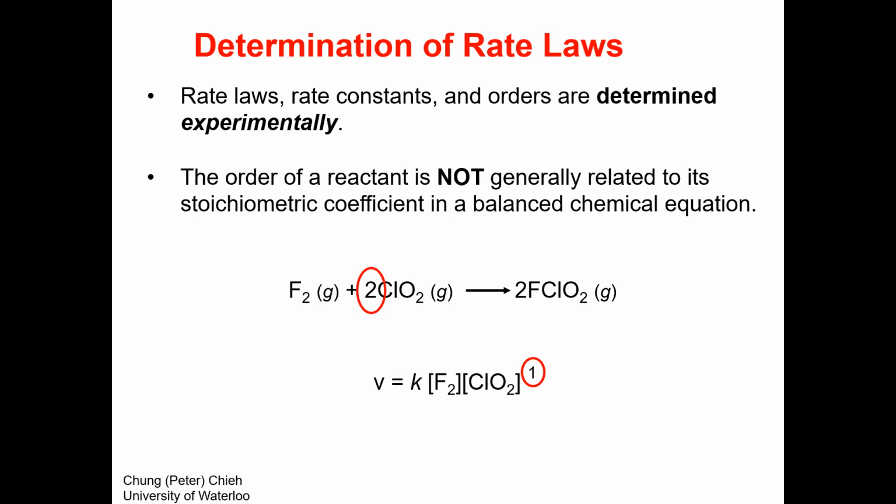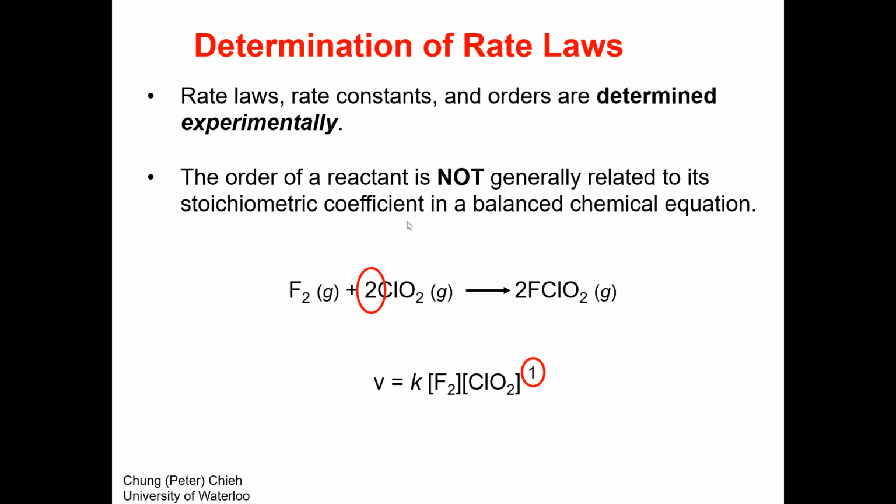So we need to understand a balanced chemical equation. Now look at the balanced chemical equation here. The coefficient of the oxochloride here is 2, but the order of the oxochloride here is 1, not 2.